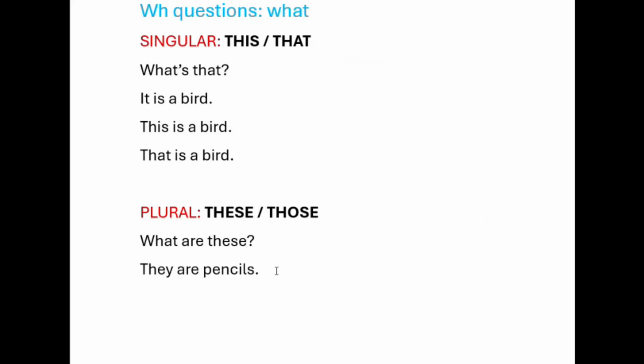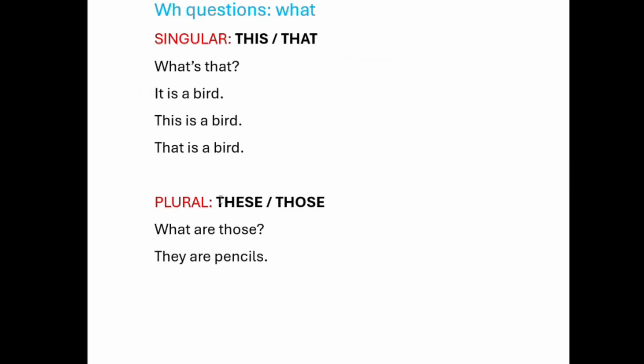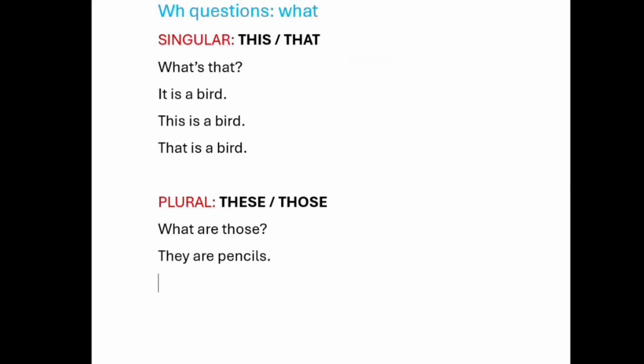Also, in this case, you are using these because they are close to you, but if they are far away, you can use those. What are those? What are those? Okay, it's the same answer. They are pencils, right? Remember to use they. Or you can answer with the same demonstrative pronouns. So, what are those? These are pencils. Whether the question is what are these or what are those, you can answer the same.